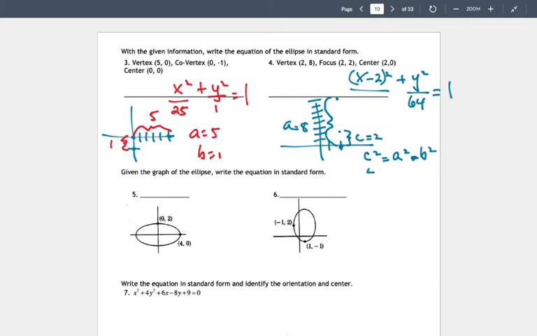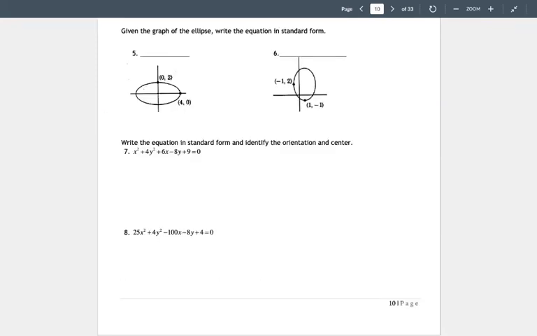C squared will be 4. So this is 2 squared equals 8 squared minus B squared. So that's 4 equals 64 minus B squared. So negative 60 equals a negative B squared, which means B squared equals 60. And that's what's going to go underneath this, the B squared. So that's my equation.